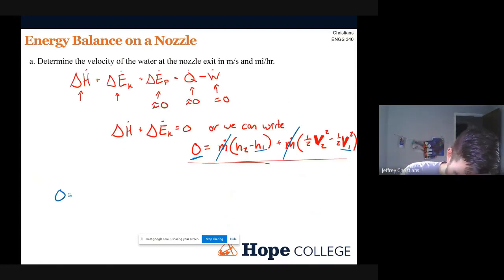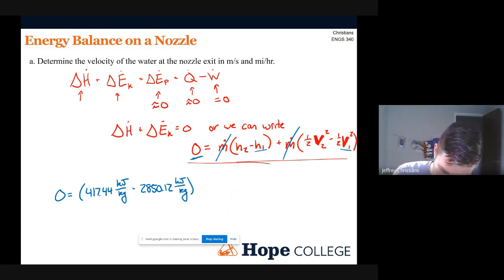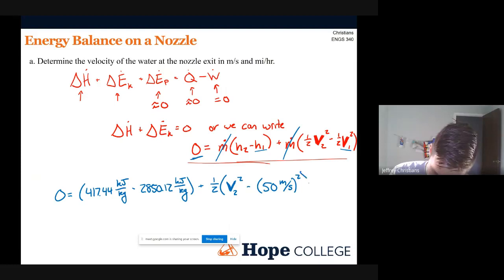So we can write 0 equals 417.44 kilojoules per kilogram minus 2850.12 kilojoules per kilogram plus, we can just pull the 1/2 out in front, and then this is going to be velocity 2 squared minus 50 meters per second squared.